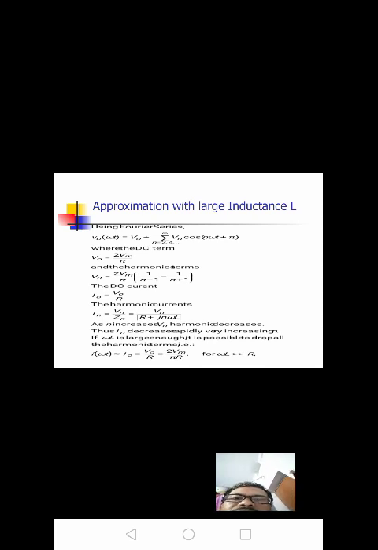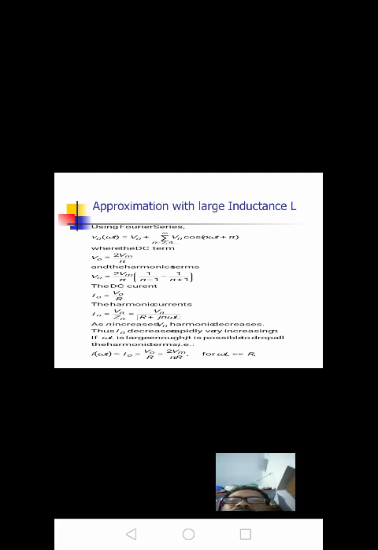Approximation with large inductance L. Here in this topic we are using a large load inductance value. What are the values of current and voltage? Here we are discussing. Using Fourier series, V0 of omega t is equal to V0 plus sigma of n equals 2, 4 to infinity Vn cos(n omega t plus pi), where the DC term V0 is equal to 2Vm by pi.